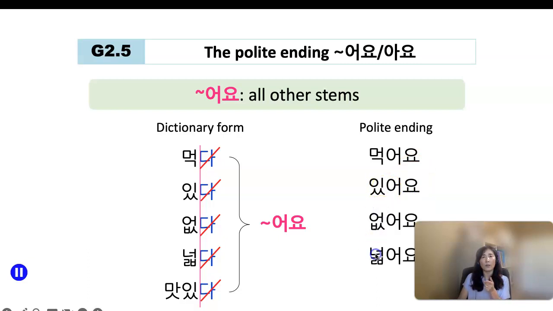있어요, 없어요, 넓어요. When you look at this, the first part stays with the first syllable, and the second is carried over. It's pronounced 널버요. 맛있어요. One more time. 먹어요, 있어요, 없어요, 넓어요, 맛있어요.